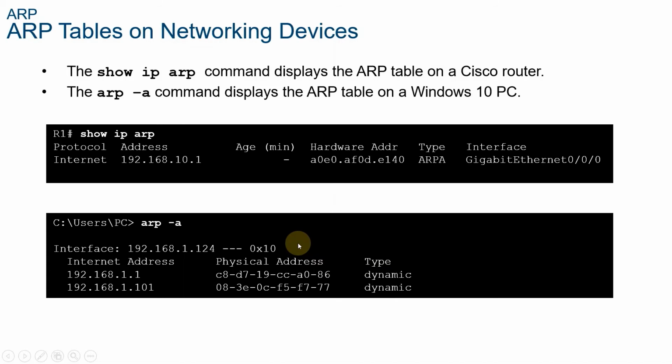So how about the ARP tables on the networking devices? On a Cisco router, the show ip arp command is used to display the ARP table. And if you are using a Windows 10 PC or any Windows operating system, the command is arp -a, which is used to display the ARP table as shown here in the figure.